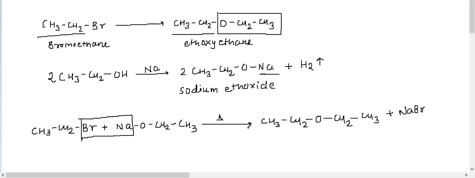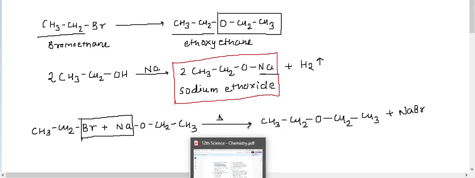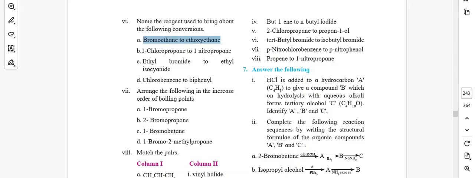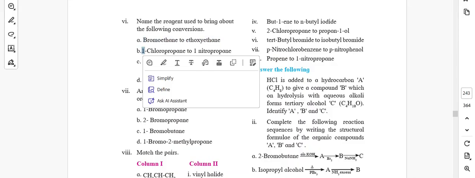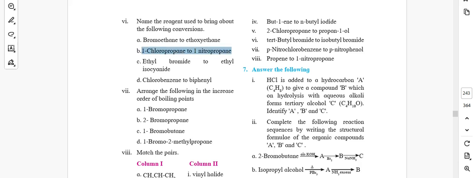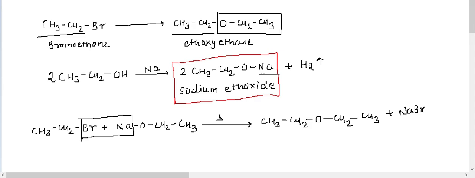So this is the method of preparation. In that question they have asked us to write down a reagent. Okay, so the reagent will be sodium ethoxide. Simply you can say the reagent is sodium ethoxide. But you can remember this whole procedure, so you can apply it in the next problem. Now the next question is 1-chloropropane to 1-nitropropane. Okay, 1-chloropropane to 1-nitropropane.